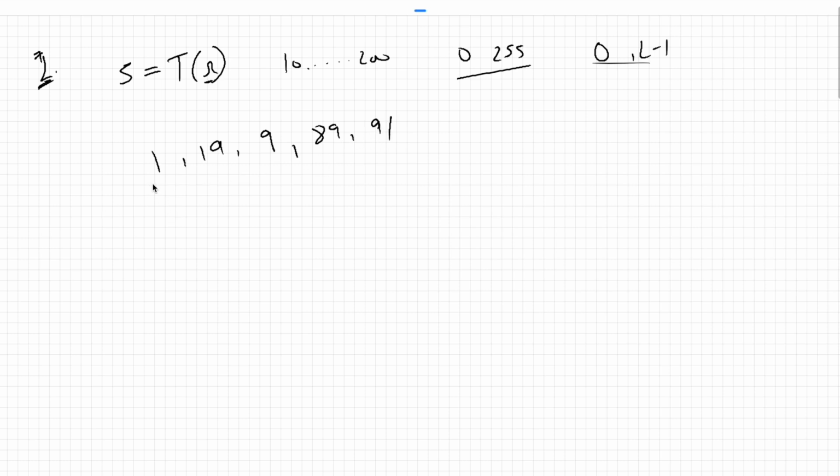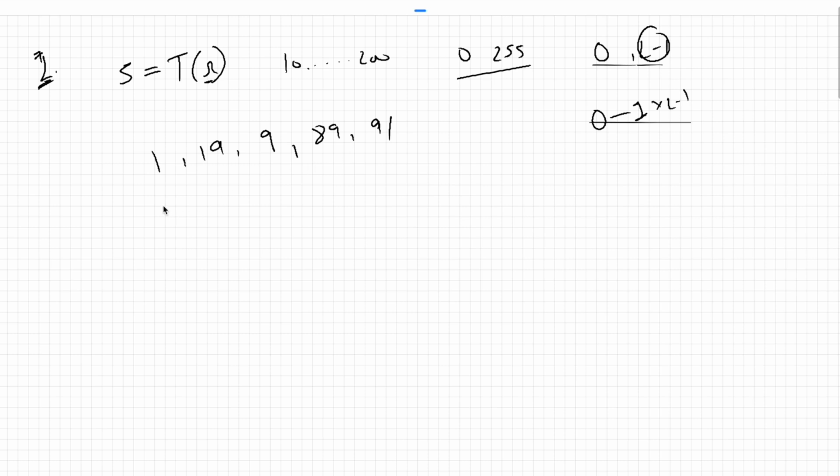So the lowest is 1 and the highest is 91. Now we need to make a transformation such that the range of the output image is from 0 to L-1. How will we do that? First of all, we need to bring this in the range of 0 to 1. Because if any distribution is in the range 0 to 1, then we just need to multiply it by the highest value, L-1, and we will get the range of this distribution as 0 to L-1. So we need to bring this in the interval of 0 to 1 and then multiply by L-1.